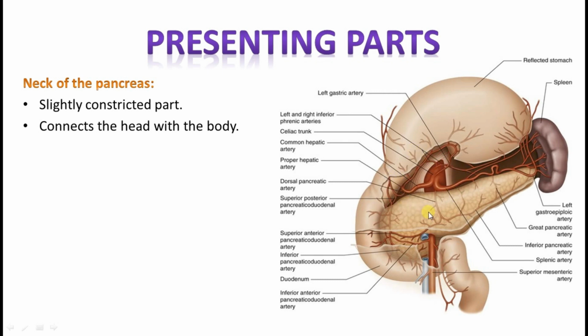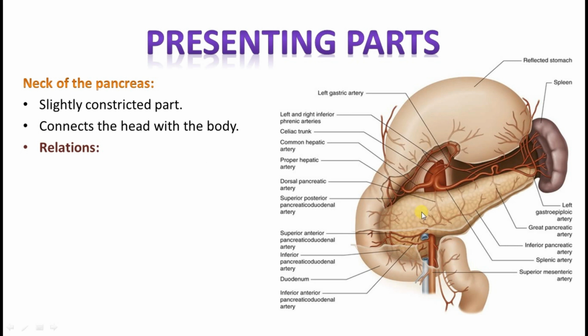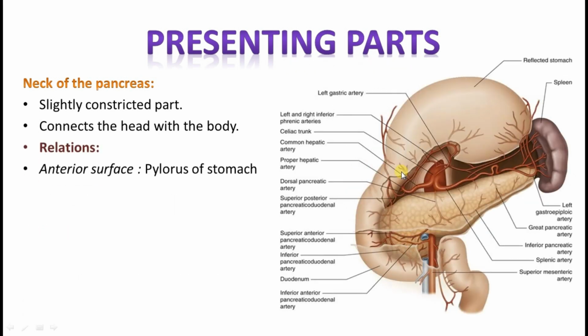See, the stomach has been reflected, so naturally anteriorly the neck of the pancreas will be related to the pylorus of the stomach. So the anterior surface will be related mainly to the pylorus of the stomach. Posterior surface, as I told you, the superior mesenteric vein will join with the splenic vein to form the portal vein. So the superior mesenteric vein is related to the lower part of the neck, and the portal vein is related to the upper part, formation of the portal vein behind the neck of the pancreas.